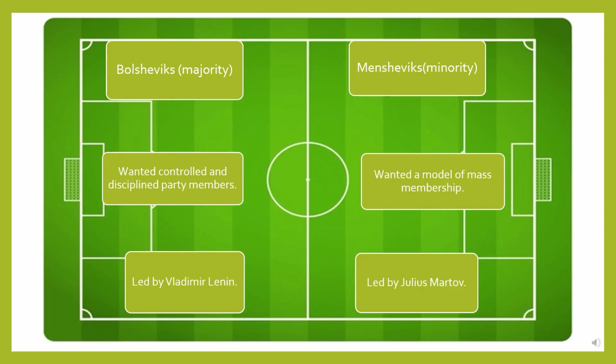Now we know that the Russian Socialist Democratic Party got further divided into the Bolsheviks and the Mensheviks. Here's a very simple distinction between them. The Bolsheviks were the majority party and the Mensheviks were the minority party. The Bolsheviks were headed by Vladimir Lenin, whereas the Mensheviks were headed by Julius Martov. The Bolsheviks wanted controlled and disciplined party members. They basically focused on the quality of the members that they had. And so now we know why Lenin did not want peasants to be at the forefront of the revolution. Whereas the Mensheviks wanted a model of mass membership, the more the merrier.